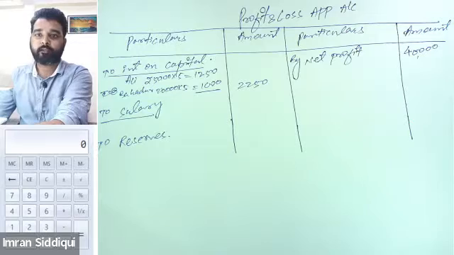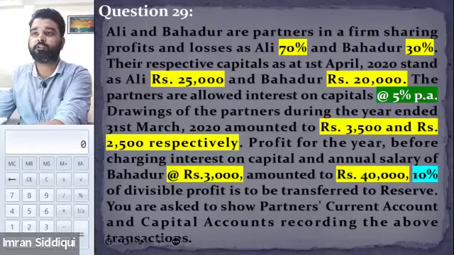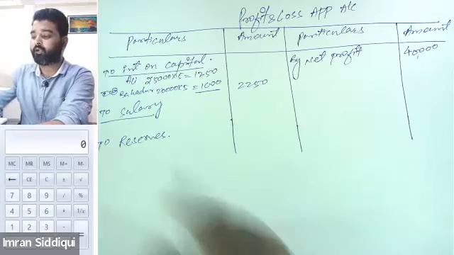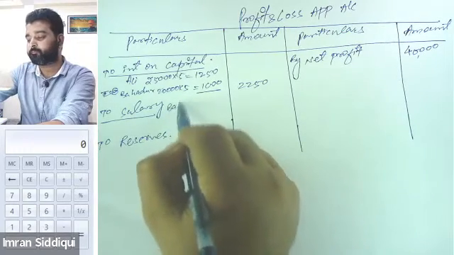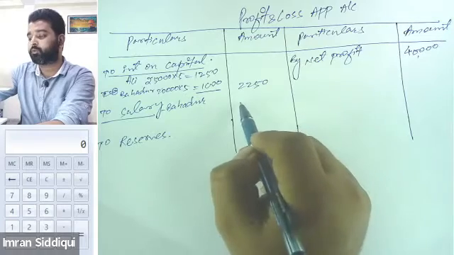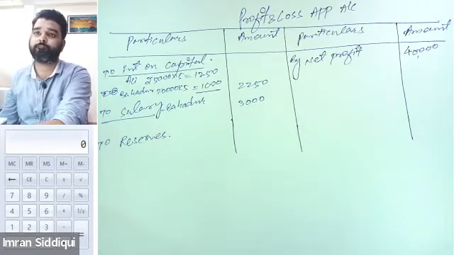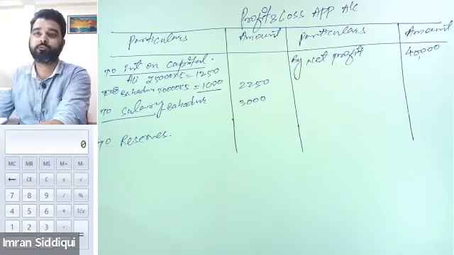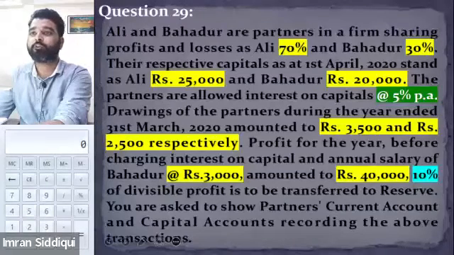Then moving forward, the next thing in this question is that Bahadur is entitled to claim 3,000 as salary. Right, Bahadur is entitled to claim a salary of 3,000. So we will simply go to the P&L appropriation account again and write down salary of Bahadur. Only Bahadur is entitled to claim salary. So 3,000 for Bahadur. Done. Now, coming back to the question.